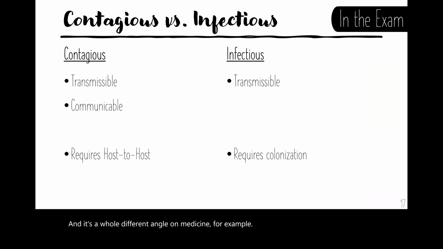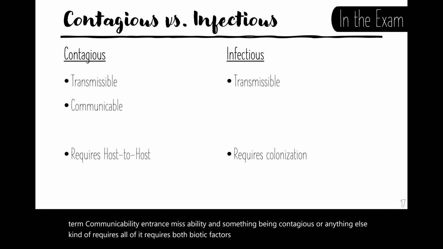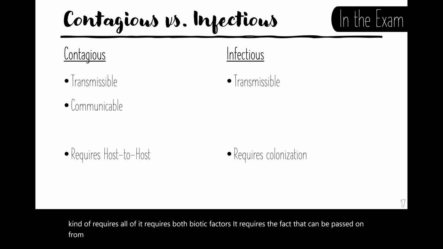So to continue to define this and explain a little more of the details behind this, the term communicability and transmissibility and something being contagious requires all of these. It requires biotic factors. It requires the fact that it can be passed on from one source to another. And in this case, it involves a living host to another host. So putting all of those things together is what makes something contagious.